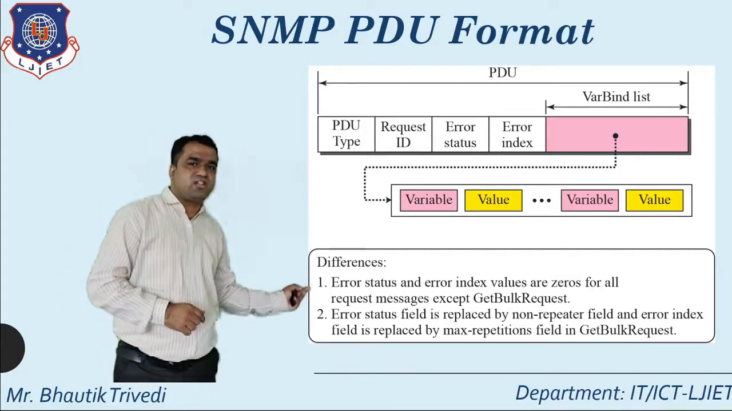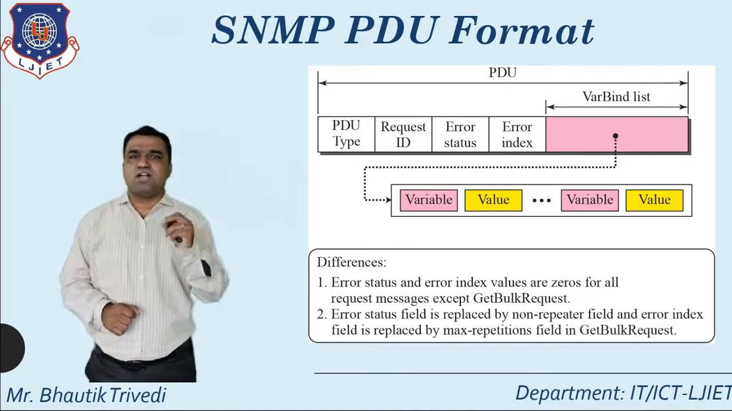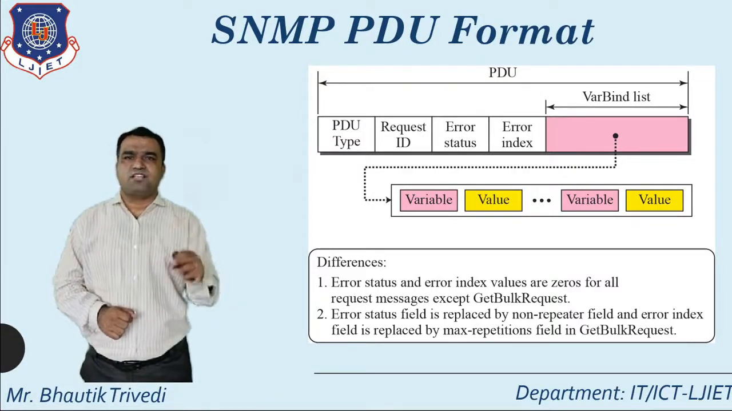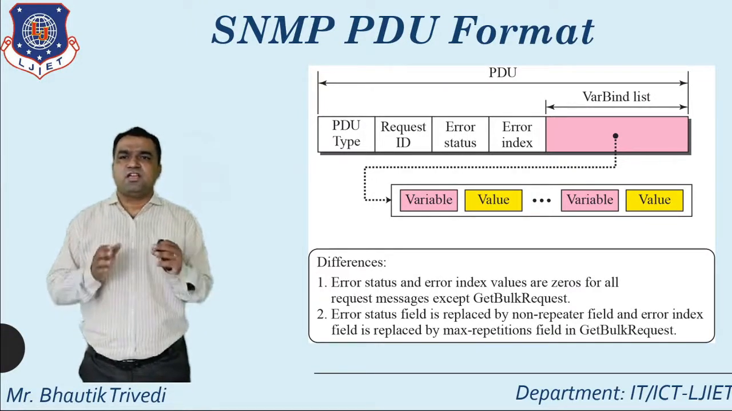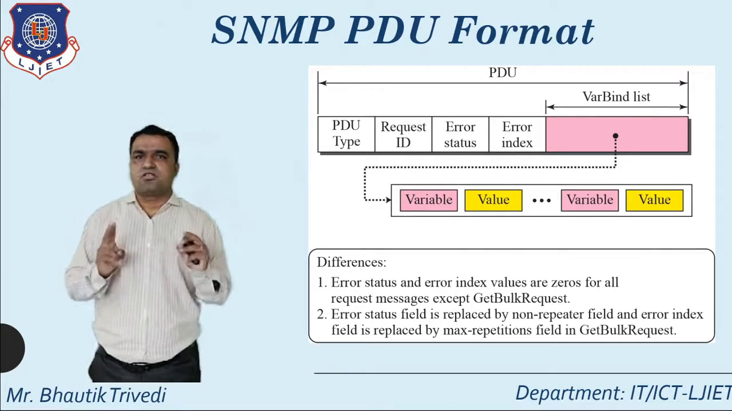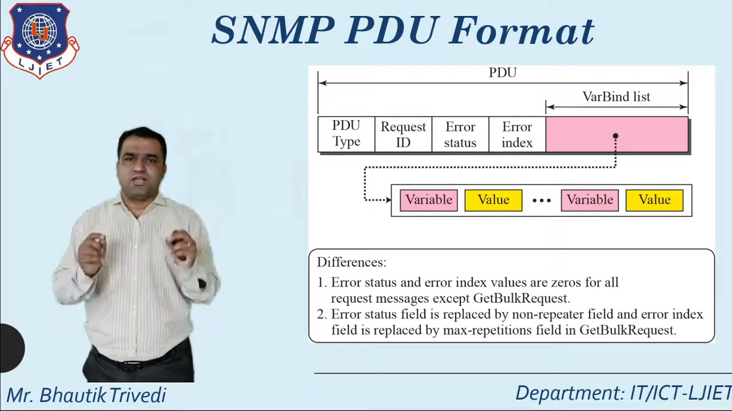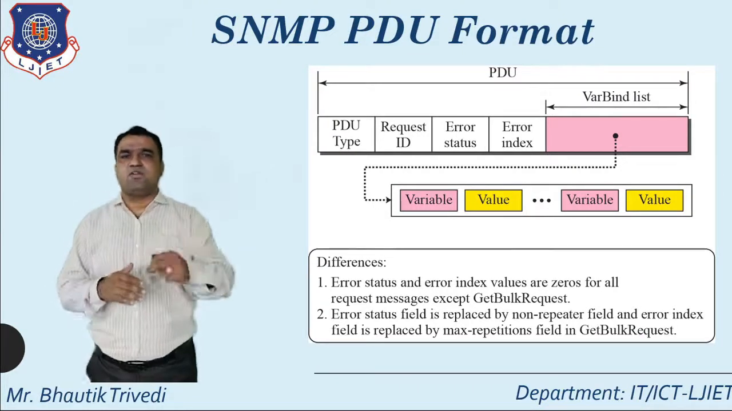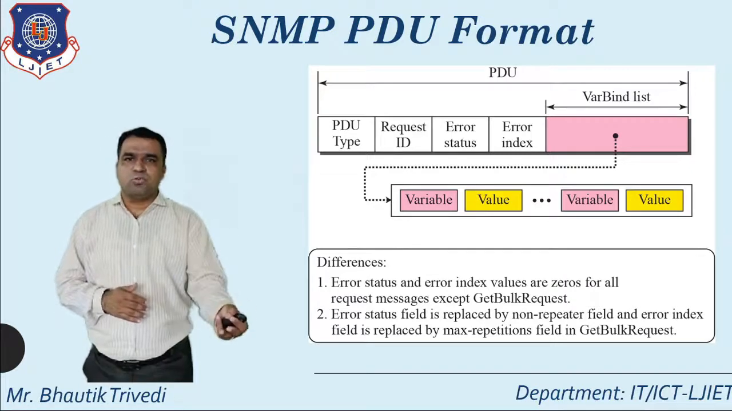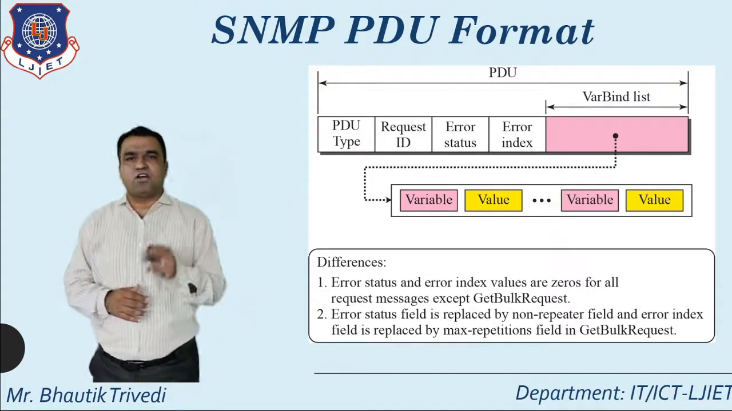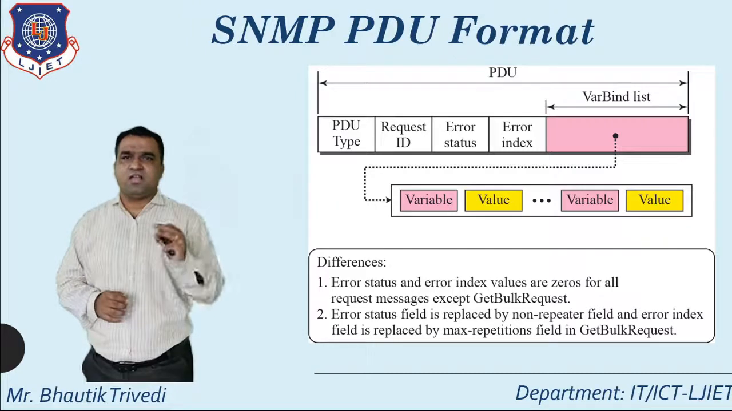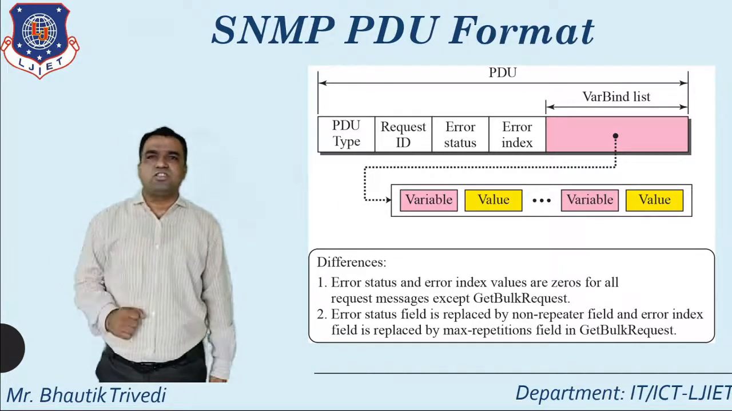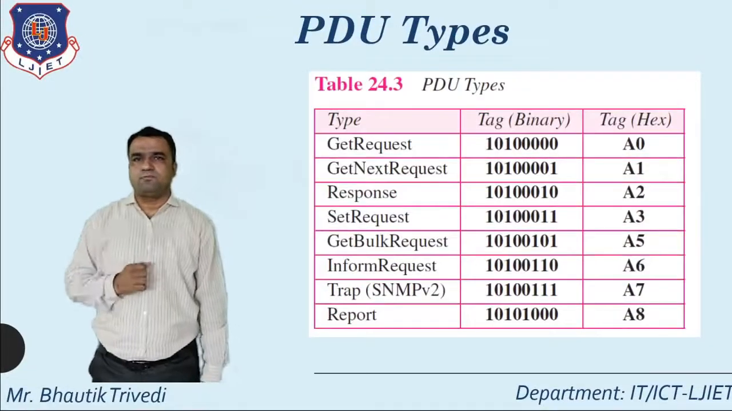After that, the error status field is replaced by the non-repeater field, and the error index field is replaced by the maximum repetition field in get bulk request. So in the get bulk request message format, error status and error index are replaced by two new fields: first, the non-repeater field, and second, the maximum repetition field. So this is all about the SNMP PDU format.